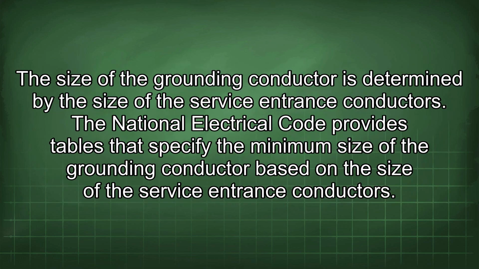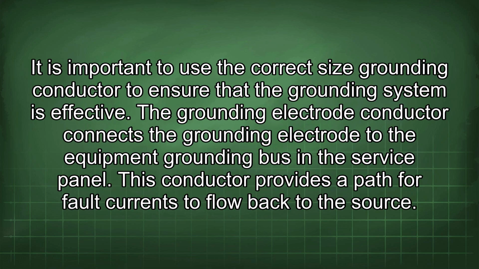The size of the grounding conductor is determined by the size of the service entrance conductors. The National Electrical Code provides tables that specify the minimum size of the grounding conductor based on the size of the service entrance conductors. It is important to use the correct size grounding conductor to ensure that the grounding system is effective. The grounding electrode conductor connects the grounding electrode to the equipment grounding bus in the service panel.